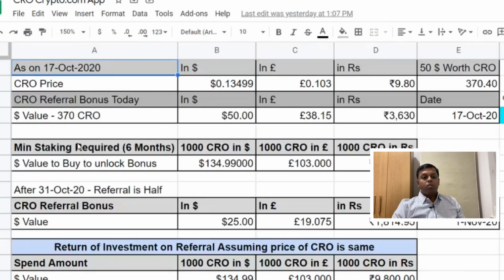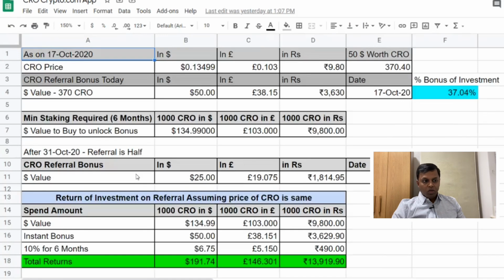So what I'm going to do in the next video is use some examples of how much you need to stake, and what is the return of value for your $50 bonus. I'm going to do a demo of how to download the app, register for the app, and get the $50 in the next 10 days. So I'll try and release that video very, very shortly.